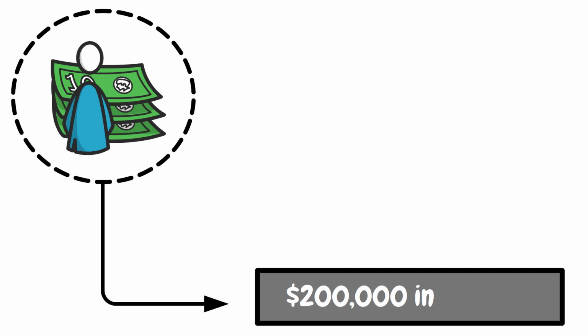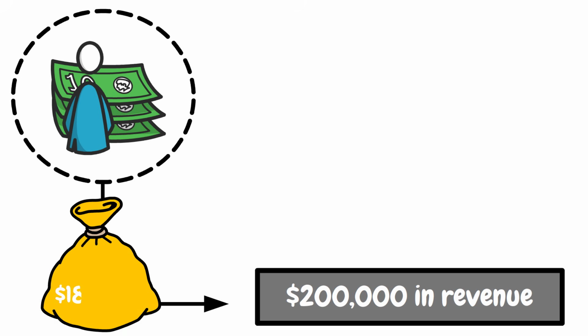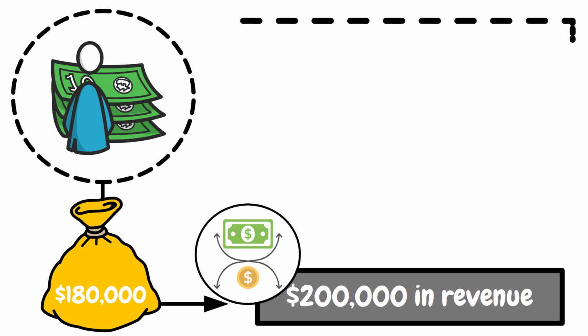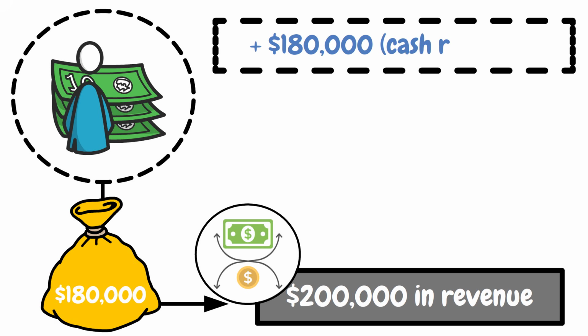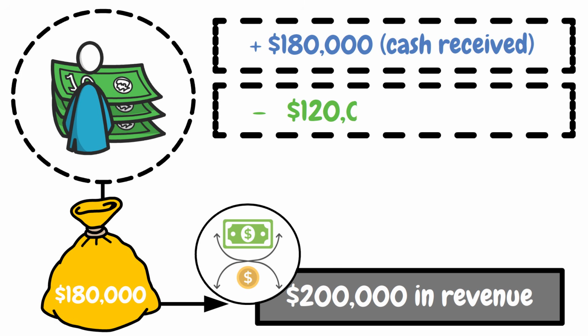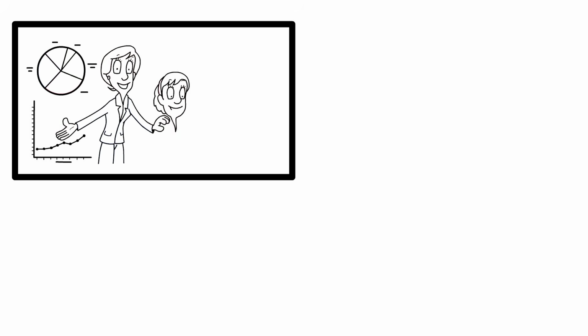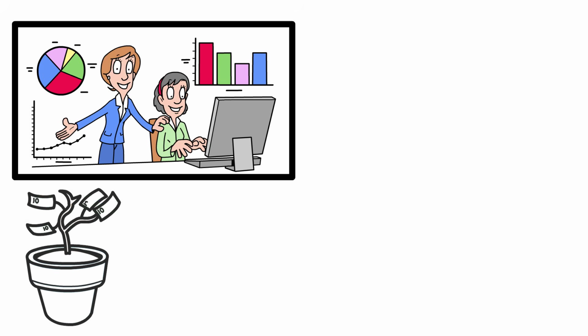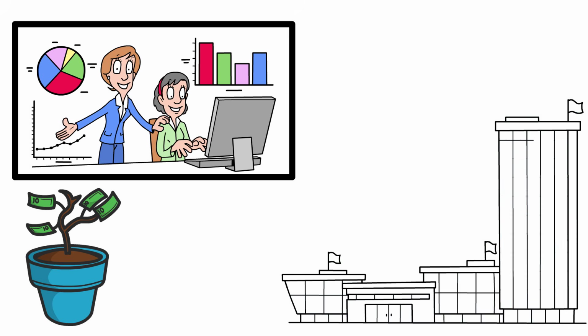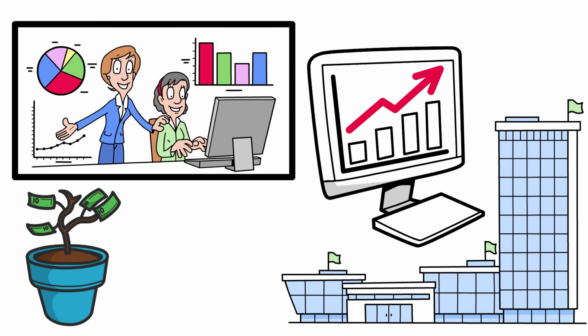Now, even though her income statement shows $200,000 in revenue, her cash inflow from customers is only $180,000. So her operating cash flow would be $180,000 for cash received minus $120,000 for cash paid. That equals $60,000 positive operating cash flow. This section tells us whether the core business is generating enough cash to sustain itself. A healthy company typically has positive cash flow from operations.